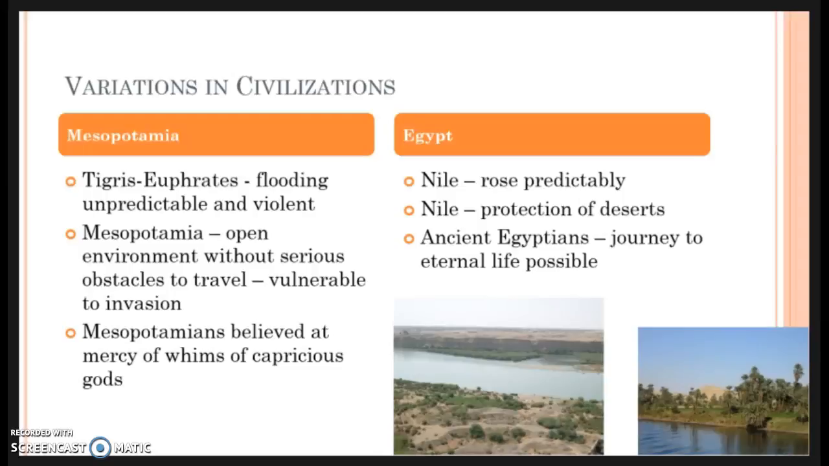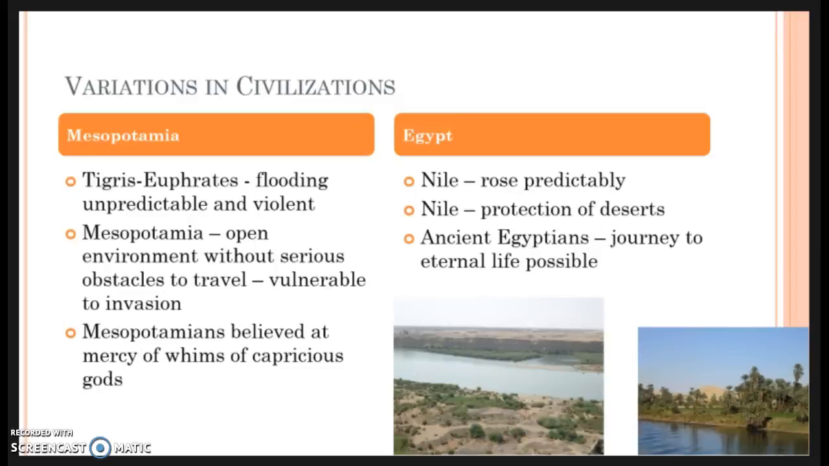So while it makes it easy to travel, to do trade, to learn new cultures, it also makes them very vulnerable to invasion. So what emerged in Mesopotamia was a very warlike society that was constantly changing as new invaders would come in and take over.